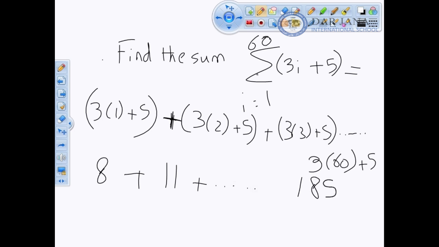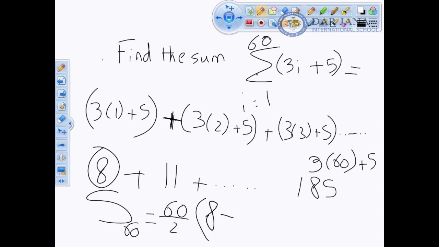The sum of this will be S60, since we have 60 terms, as 60 over 2 times the first term, which is 8, plus the last term, 185. And we find the answer. This will be the sum of the series.